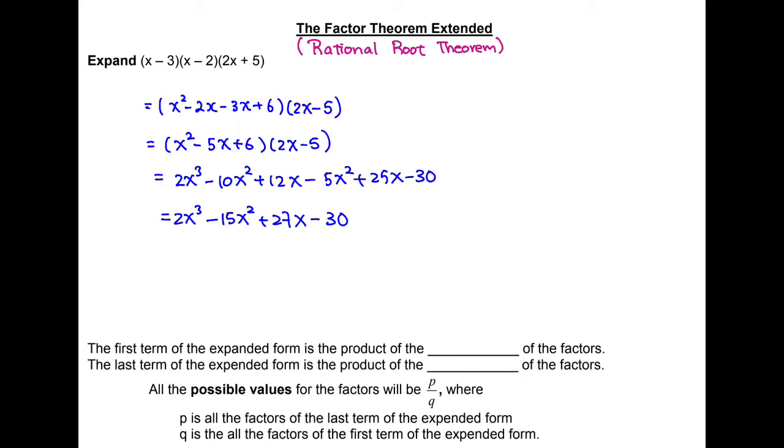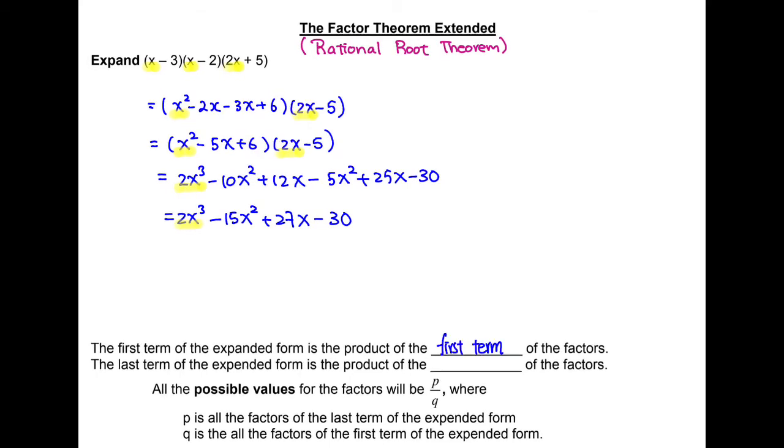Now let's take a look at the first term of the expanded form, 2x cubed. 2x cubed was coming from 2x cubed here, which was coming from x squared times 2x, which was coming from x times 2x. So we know the first term of the expanded form is always the product of the first terms of the factors.